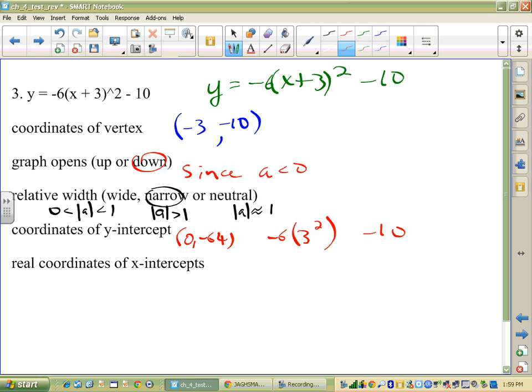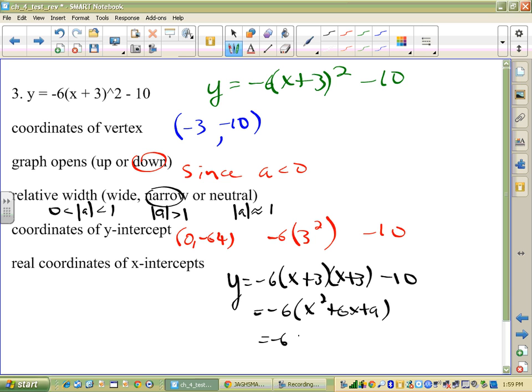Foil: x plus 3 quantity squared is x squared plus 6x plus 9. The 9 is going to get multiplied by the -6, which is going to give me -54, and -54 minus the 10. Basically, you have to put the thing in standard form. Y equals -6 times x plus 3 times x plus 3 minus 10. -6 times x squared plus 6x plus 9. -6x squared minus 36x. There's a minus 10 on the end. Minus 54 minus 10. Okay.